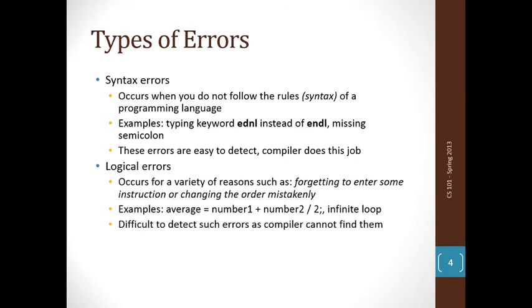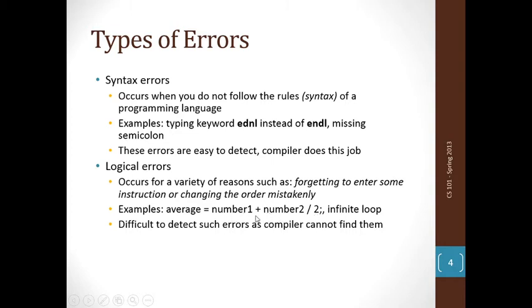Logical errors occur for a variety of reasons, such as forgetting to enter some instruction or changing the order mistakenly. Example: average = number1 + number2 / 2. So this is a logical error. See here, we want to calculate the average. So what is average? Adding the quantities divided by the number of quantities. So here are two variables. We are adding both of these variables, and after adding them we will divide them by 2. But this is not happening here.